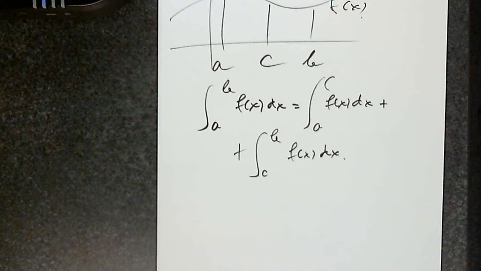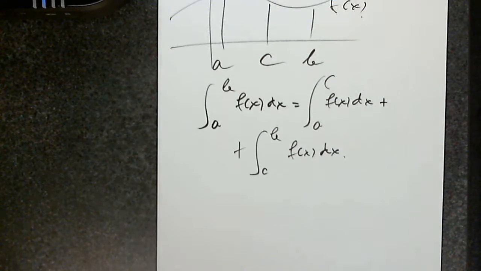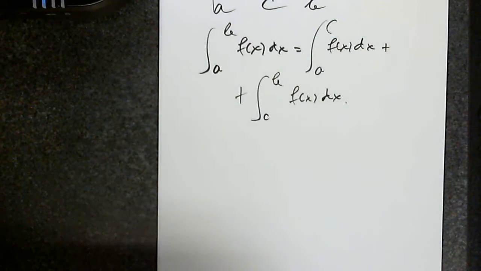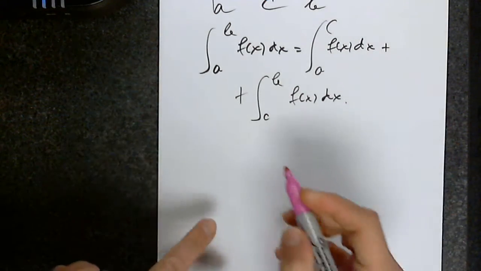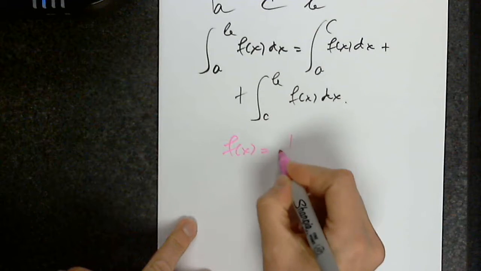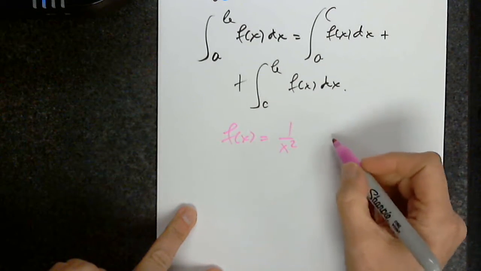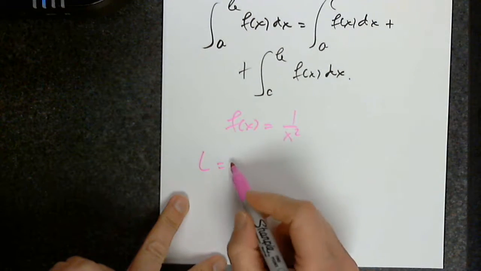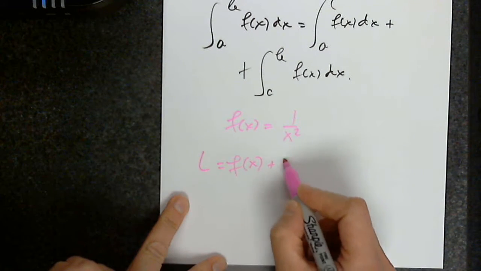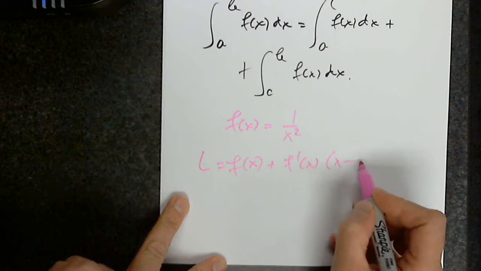Oh, can we do the, well, there were two things. There's linearization and then one that went with linearization. Differentials. Okay, can we do a linearization? Yeah. So, for example, let's say we have f of x equals 1 over x squared. And we want to find the linearization, which is f of a plus f prime of a times x minus a.